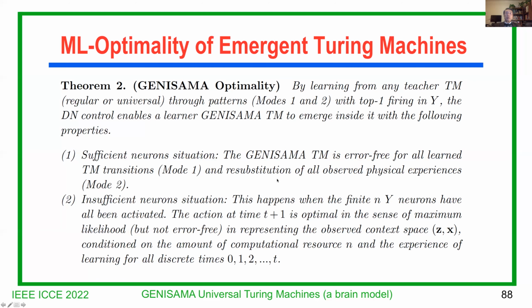And the distribution of all observed physical experience. Mode 1 means that you have enough samples, and mode 2 is that you do not have enough samples.